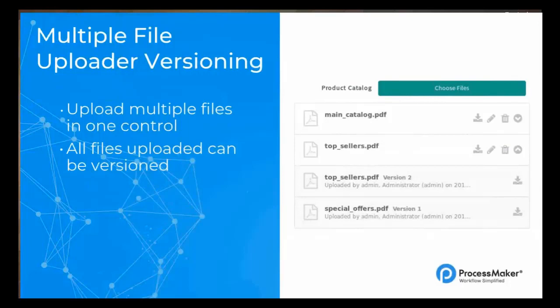So even though the new multiple file uploader versioning looks pretty simple, and it is simple to use, it's also a much anticipated feature that came with 3.2.2. So as implied by the name, the multiple file control allows end users to not only upload multiple files to a Dynaform, it also allows end users to upload multiple versions of each file that was uploaded. So versions can be viewed, downloaded, or deleted after being uploaded with just a click of a button.